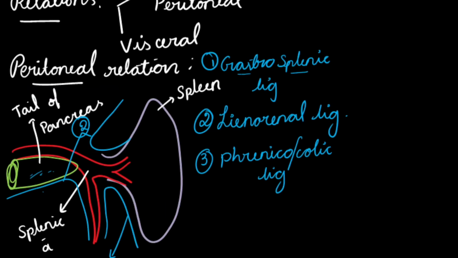So now regarding the relation, in case of relation we have both the peritoneal and the visceral. So first peritoneal relation, first we are having the gastrosplenic ligament which connects the hilum of spleen from the greater curvature of the stomach and it traverses the short gastric arteries, and then comes lienorenal ligament which connects the hilum to the anterior surface of the left kidney and it traverses the tail of pancreas and splenic arteries, and then comes the phrenicocolic ligament which is not exactly attached to the spleen but it supports the anterior end of the spleen.